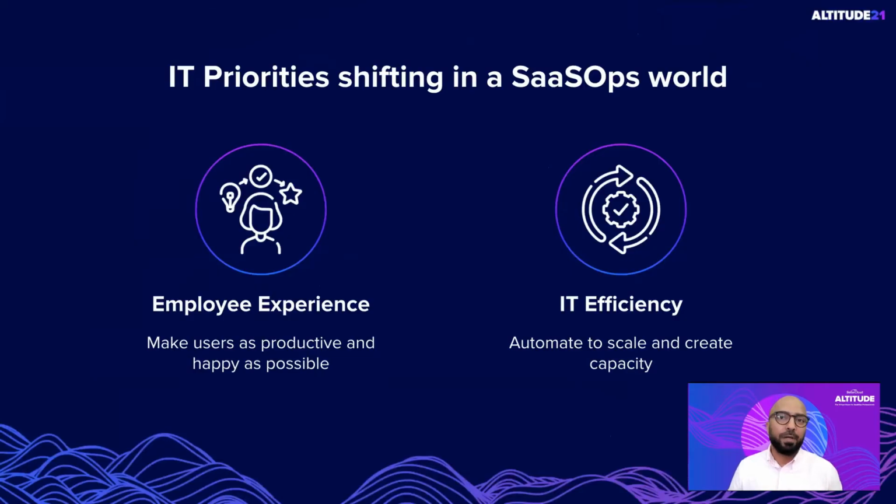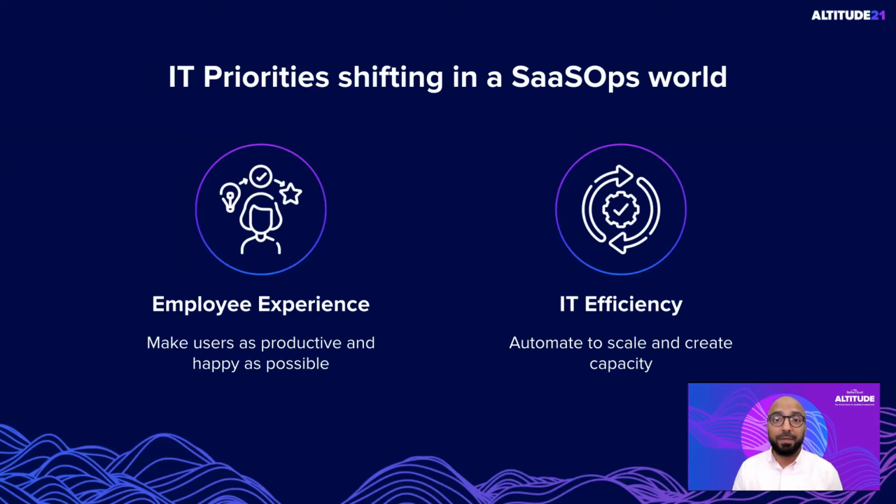IT's priorities are shifting in the SaaS ops world. And one theme you're going to continuously hear throughout the conference is employee experience, IT efficiency, and reducing security risks. For today's session, we're really going to hone in on the employee experience and IT efficiency part. When we talk about employee experience, we're talking about enhanced productivity for your employees by making sure we're not only connecting to SaaS apps that are important for them, but giving you the flexibility to connect to the future apps that you implement in your environment.